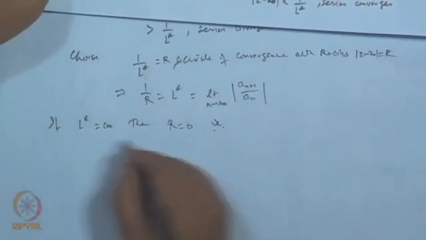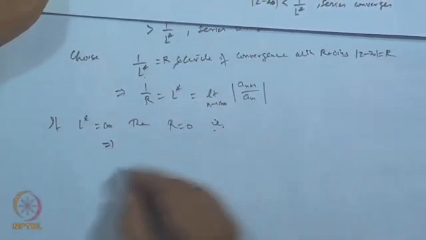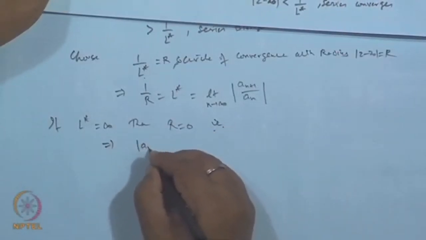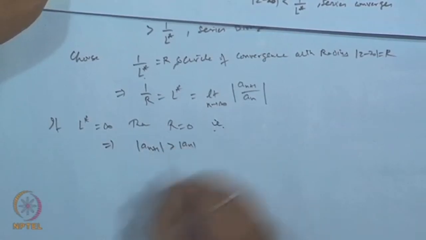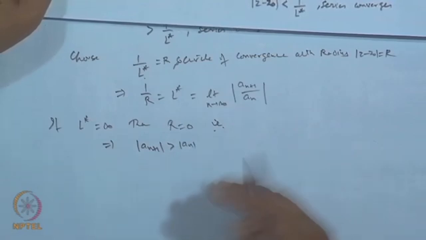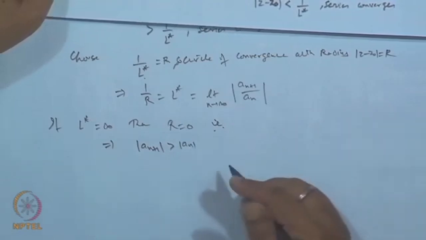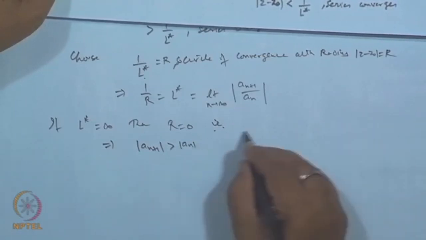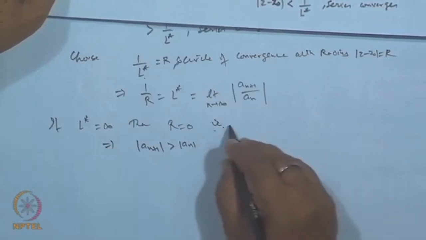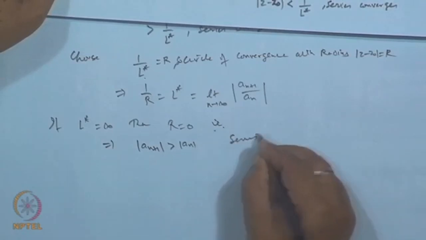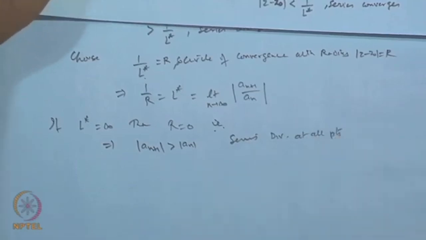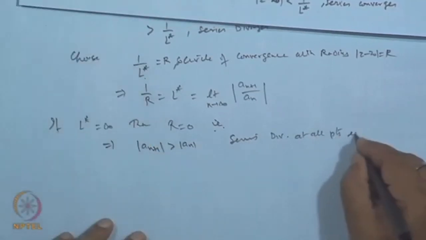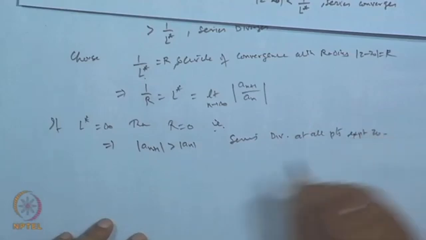This shows that mod of n plus 1 is greater than mod of n, is it not? The terms keep on increasing. So, the series diverges at every point. So, R is 0 means the series diverges at all points except z naught. That is all.